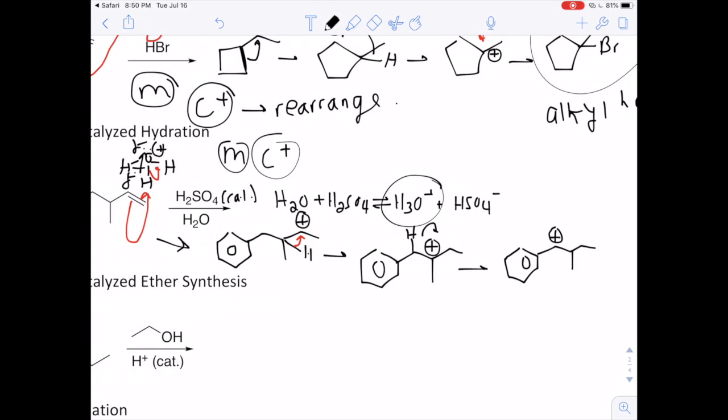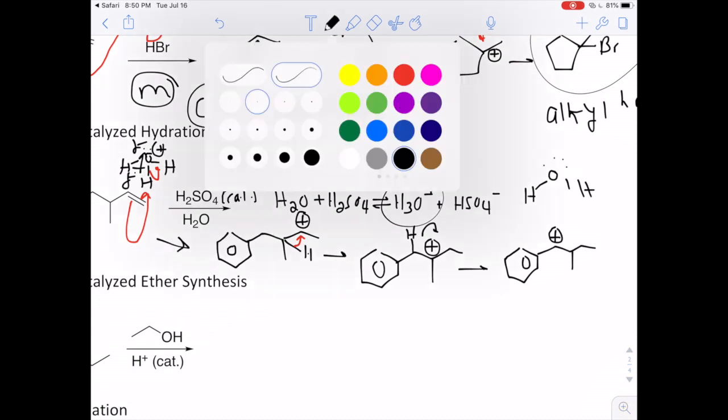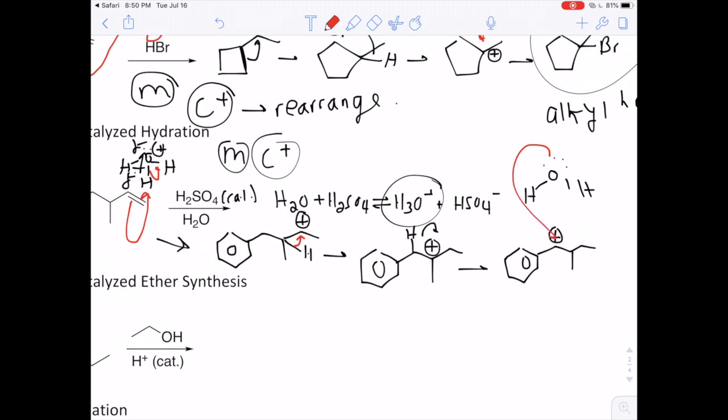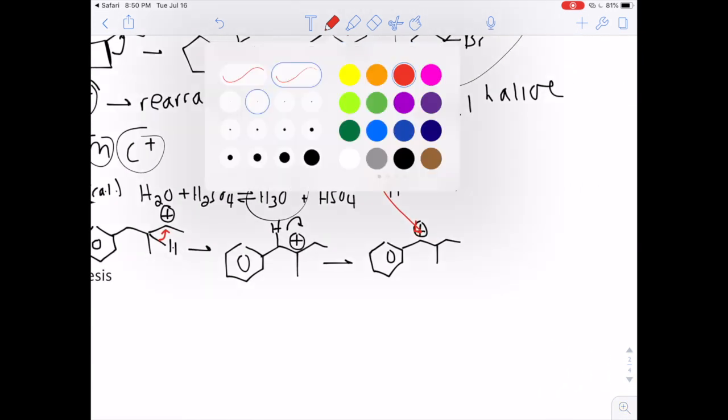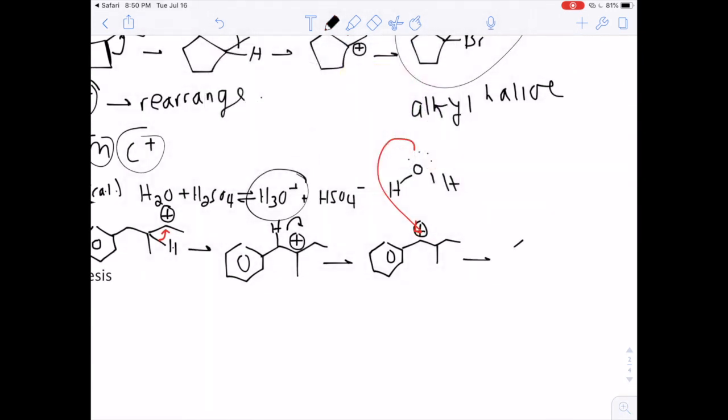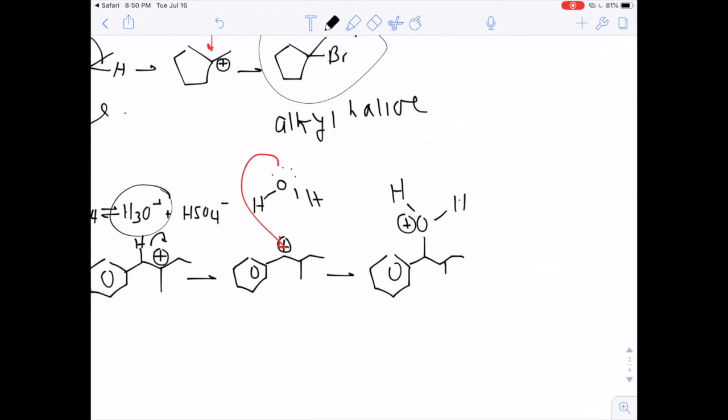Okay, so now that we did that, we resulted with just water. And now water is our nucleophile that can come in and attack that electron deficient center. Okay, so we have that mechanistic step, and the result of that would be something that looks like this. Okay, so notice how we still have that protonated water molecule here. So we want to fix that positive charge.